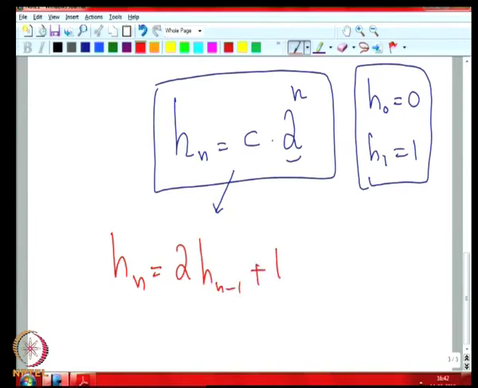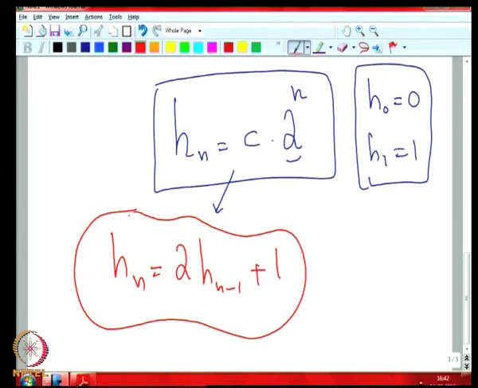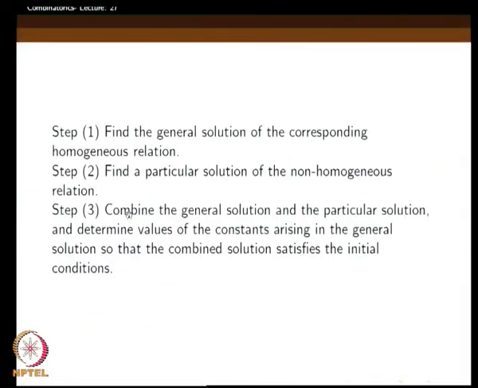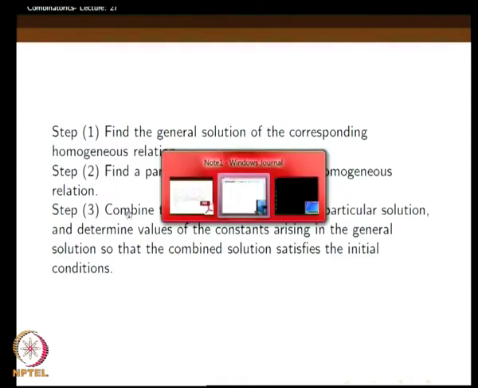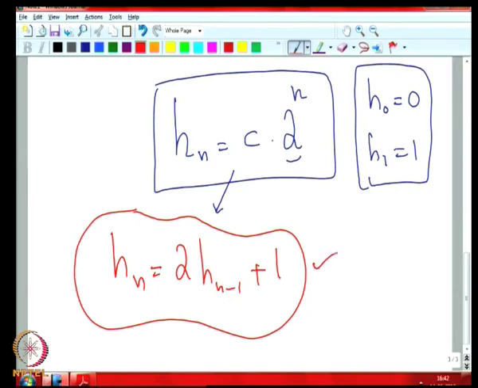So, what we do is we find a particular solution of this. We will go back to the steps. The first part was find the general solution of the corresponding homogeneous relation. Then we find a particular solution of the non-homogeneous relation. Non-homogeneous relation means this full relation, right. What is this particular solution?